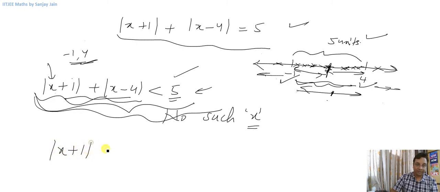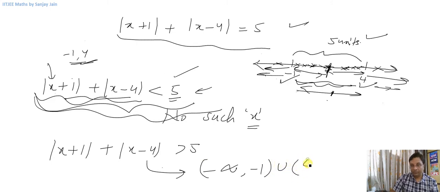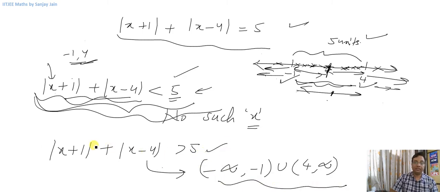And let me make another question. When I write it like this, greater than 5, it will be greater than 5 when I go beyond this 4 or below this -1. So the solution to this will be -infinity to -1, or 4 to infinity. So these values of x will satisfy this inequation. I hope you have understood this question very well and the geometrical interpretation of modulus also. Let me take a little more difficult question.